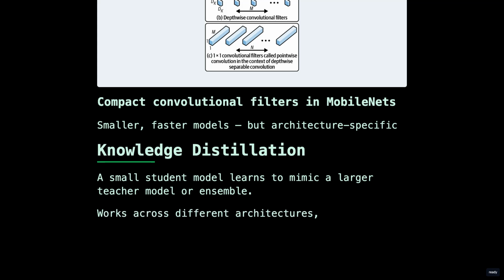A useful feature is that the teacher and student do not need the same architecture. So a transformer can teach a random forest if the training setup is designed that way. The trade-off is that you need a good teacher available first. And if you do not already have one, you pay the cost of training that larger model before the student can learn from it.